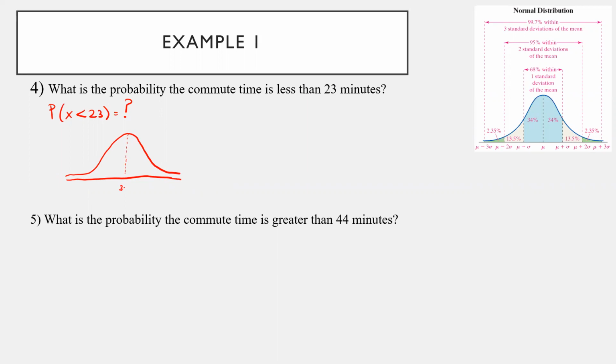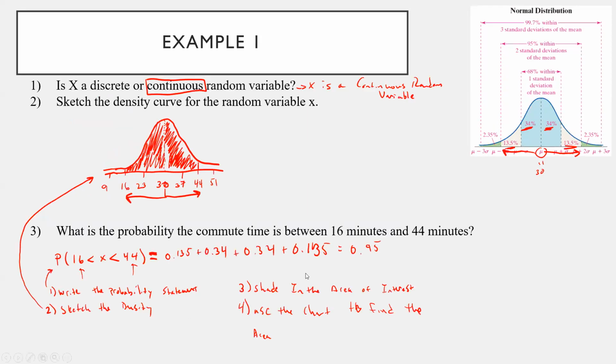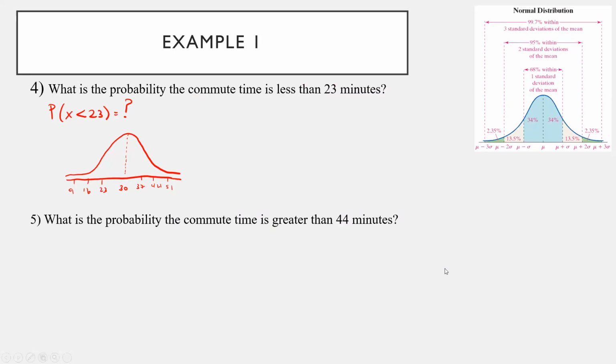So you're centered at 30, and then let's tick off those standard deviations again: 37, 44, 51. And then again 23, 16, and 9. Now here's the thing. As you go back next, shade in the area of interest. So you're going to go to 23, and you're going to shade in the area. I'm going to shade in everything.